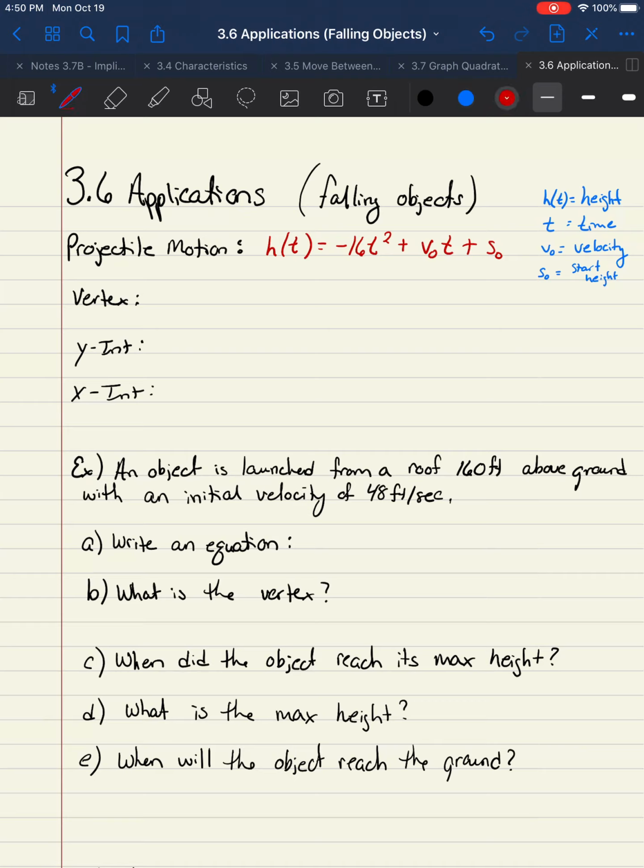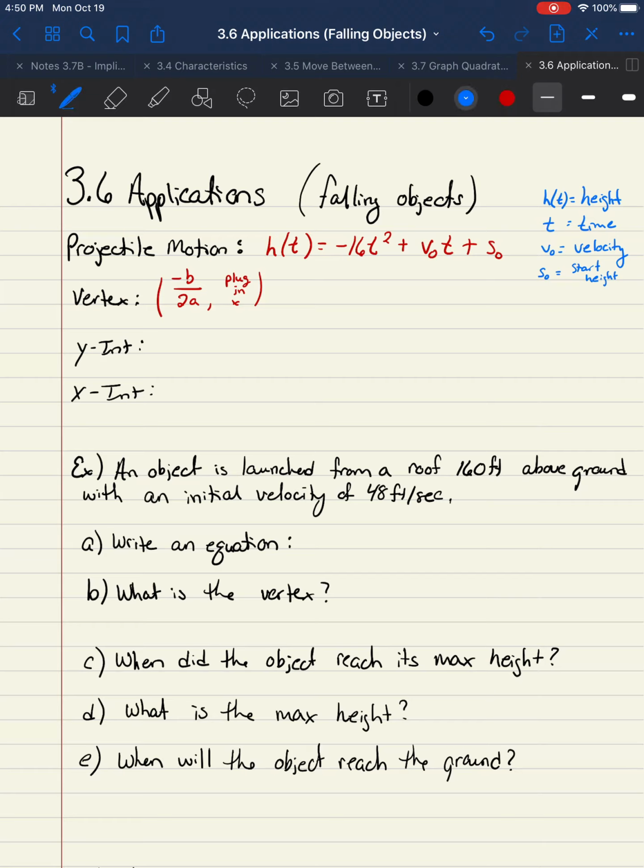And s sub 0, that is your start height. So if I drop an object from 5 feet in the air, 5 would be my s sub 0. If I drop it off of a 20-foot building, 20 would be my s sub 0.